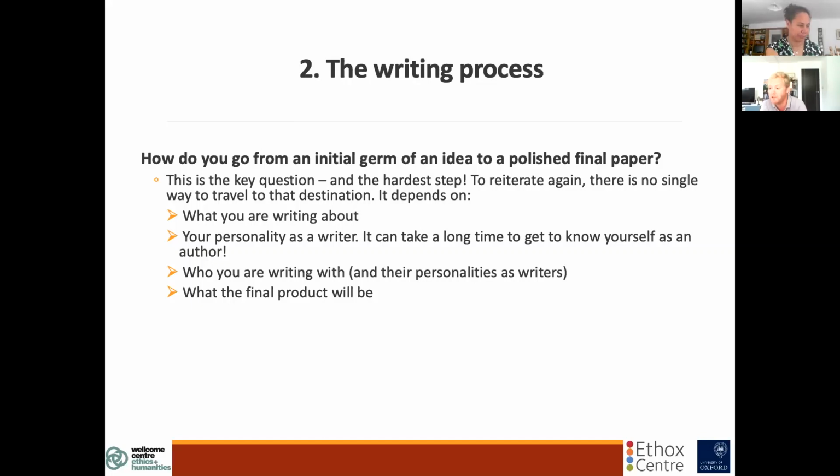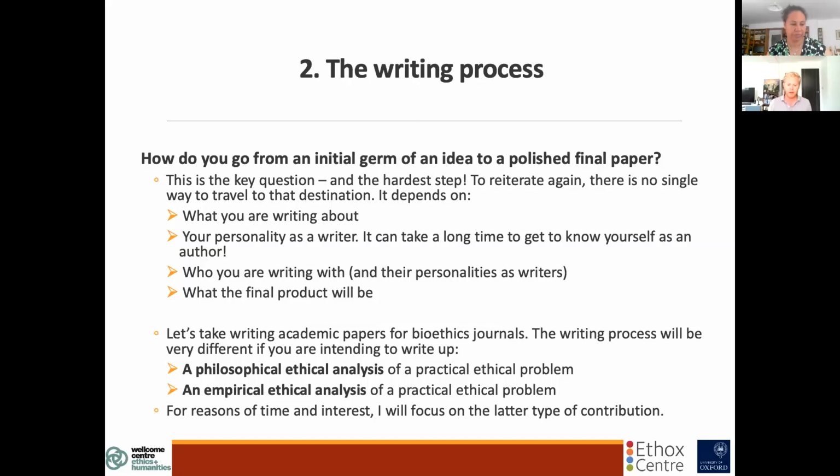It also depends on who you're writing with and their personalities and expectations, of course, but also what the final product will be. So it's a very different thing to write an open peer commentary of 1,000 words versus a monograph of 70,000 words. There's a very different product. They require a whole different range of planning and preparation, of course. But I'm going to take academic papers for bioethics journals as my focus on this writing process.